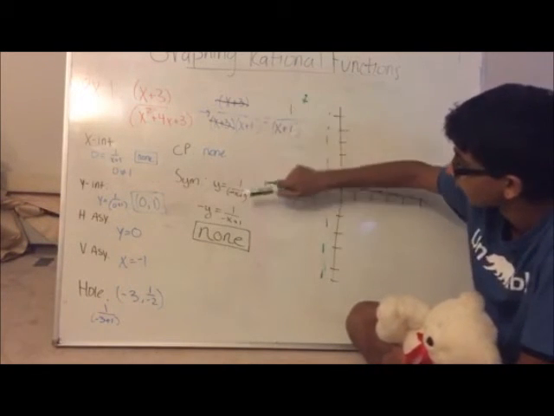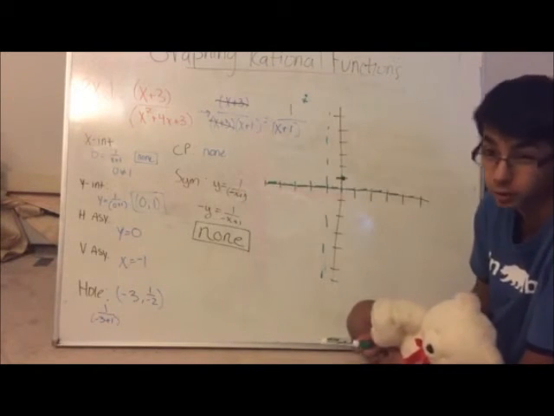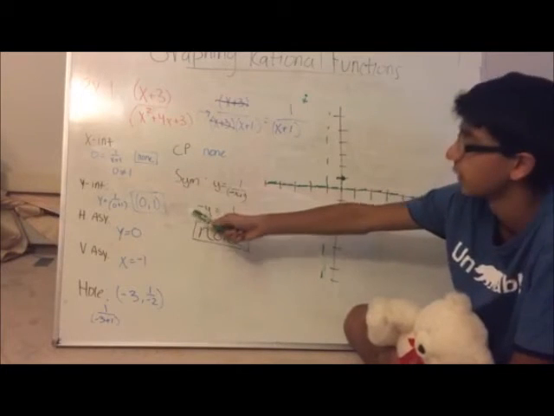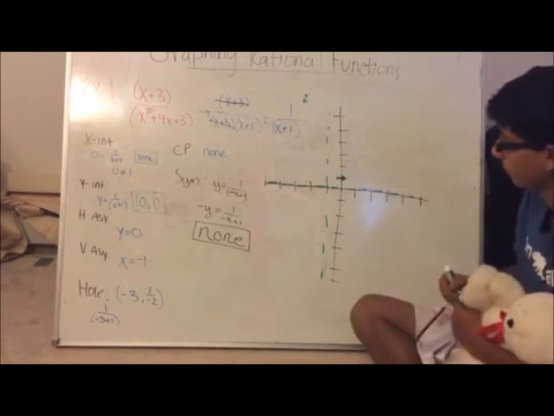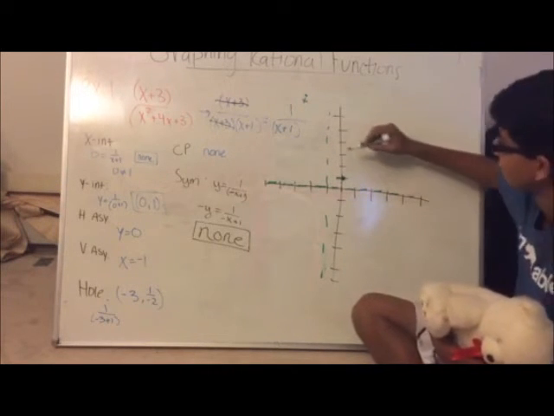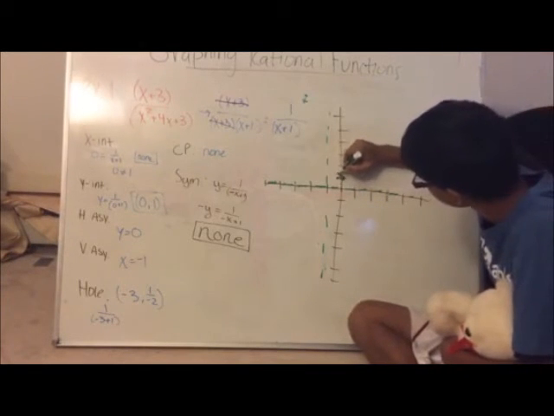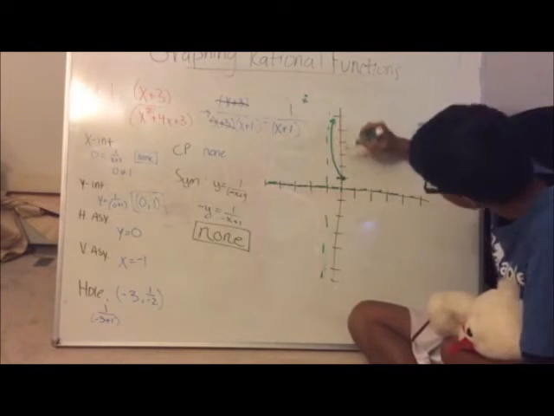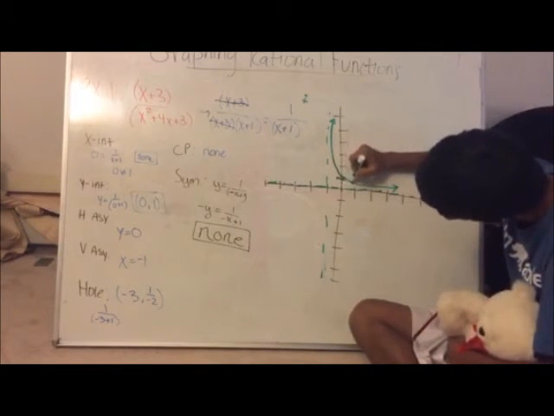Symmetry, we found that there was no y-axis symmetry when we substituted negative x in, and there was also no origin symmetry when we substituted negative y and negative x. So now we're ready to graph. We have our y-intercept over here, and since we have these two asymptotes, your graph will approach both asymptotes. So here's what it'll look like.